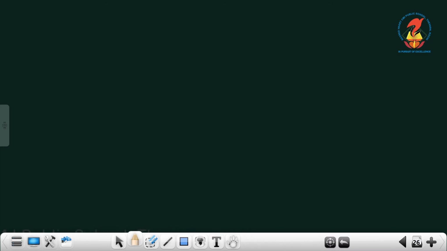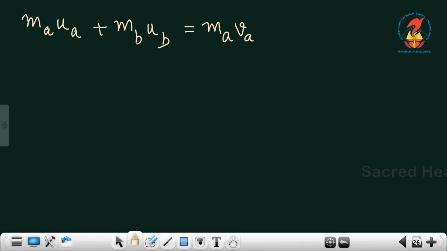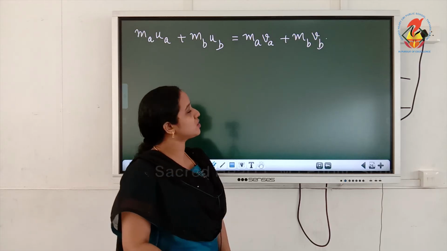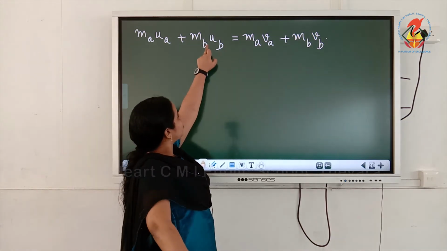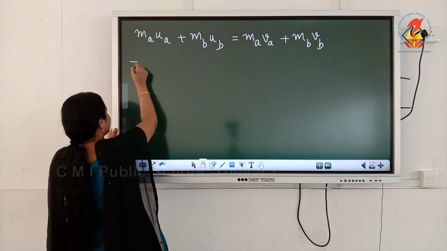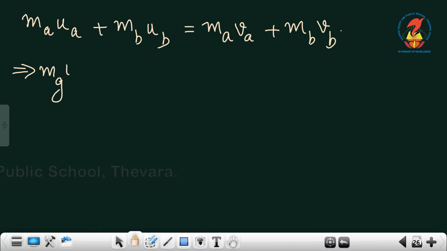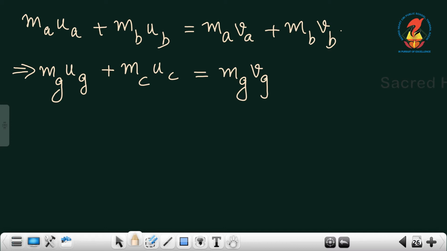So, the equation that we know, that is the equation of conservation of momentum, is MAUA plus MBUB is equal to MAVA plus MBVB. So, here instead of the first object A, we have the girl. The second object B, we have the cart. So, let us rewrite the equation in terms of girl and cart. So, MgUg, the momentum of the girl, plus McUc, the momentum of the cart, is equal to MgVg, the momentum of the girl after collision, plus McVc, the momentum of the cart after collision. We just rewrote the equation in terms of the girl and the cart.